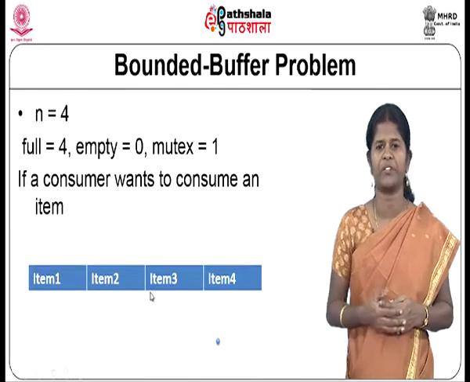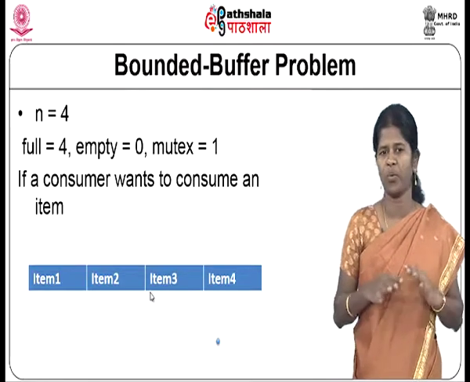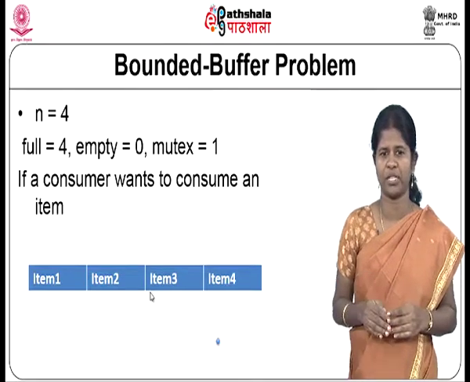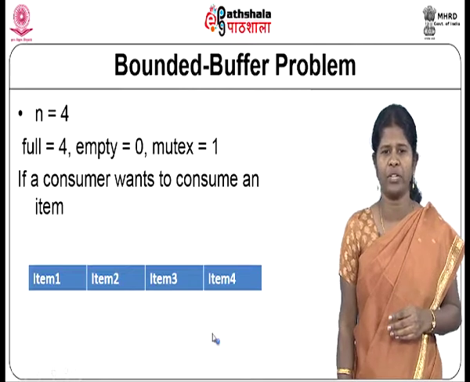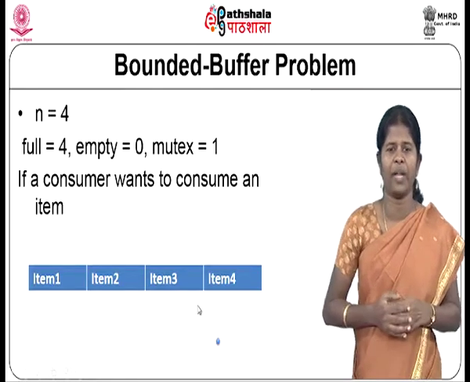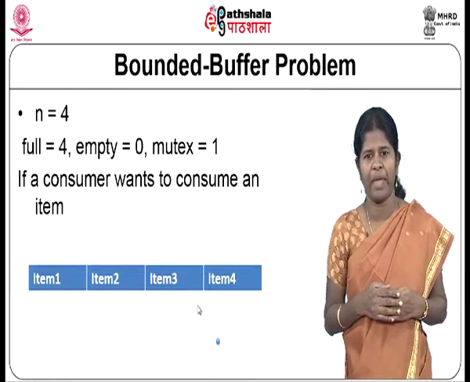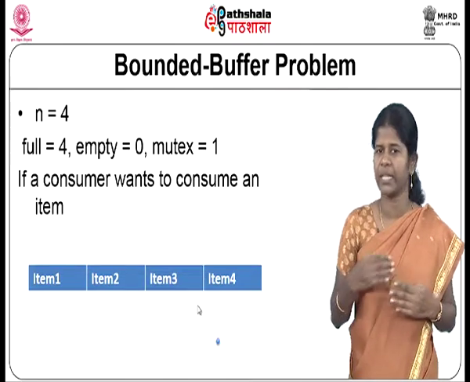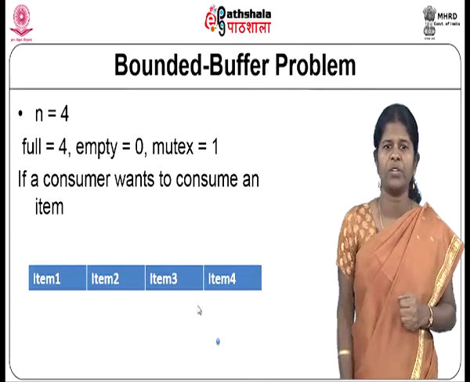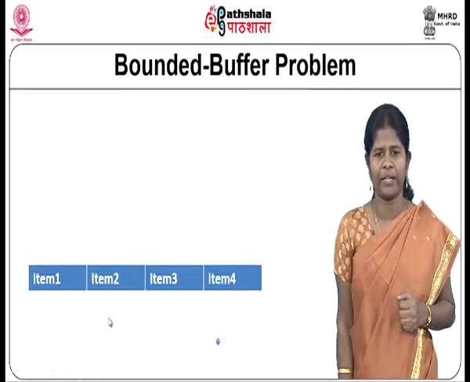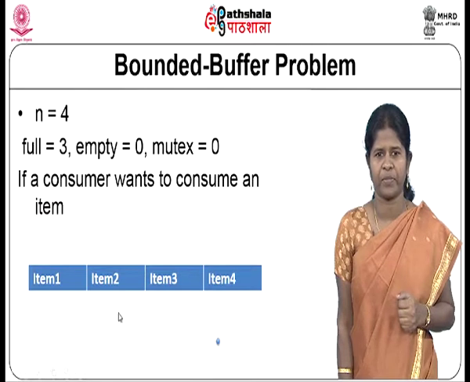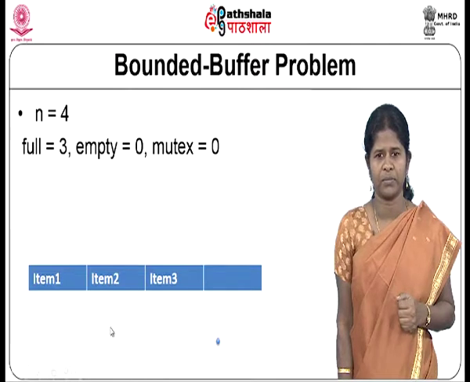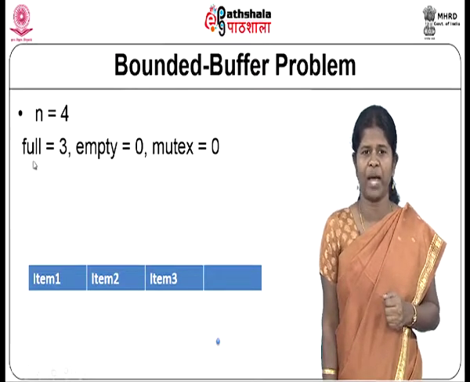Now, we will see what happens if a consumer wants to consume an item. So, now all the buffers are full and the consumer wants to consume an item. What is the algorithm for the consumer process? The consumer will wait on full and then it will wait on mutex, then consume the item. After consuming the item, it will signal empty and signal mutex. So, we will see when it tries to remove the first item, it waits on full. So, it decrements the value of full.